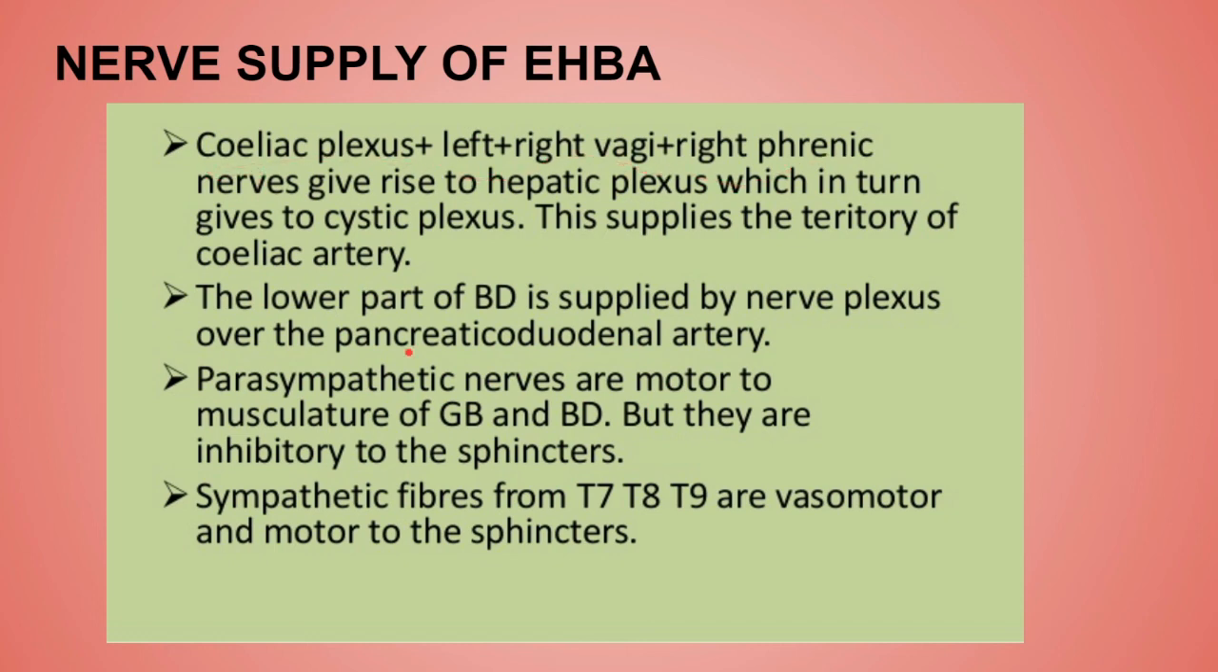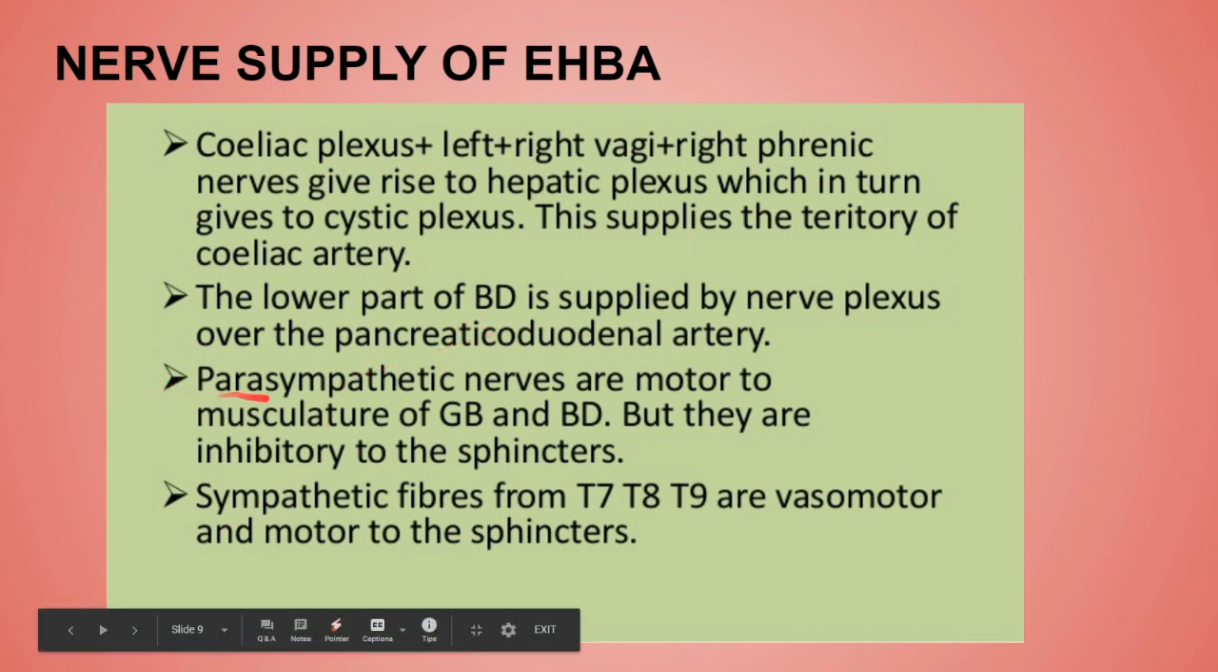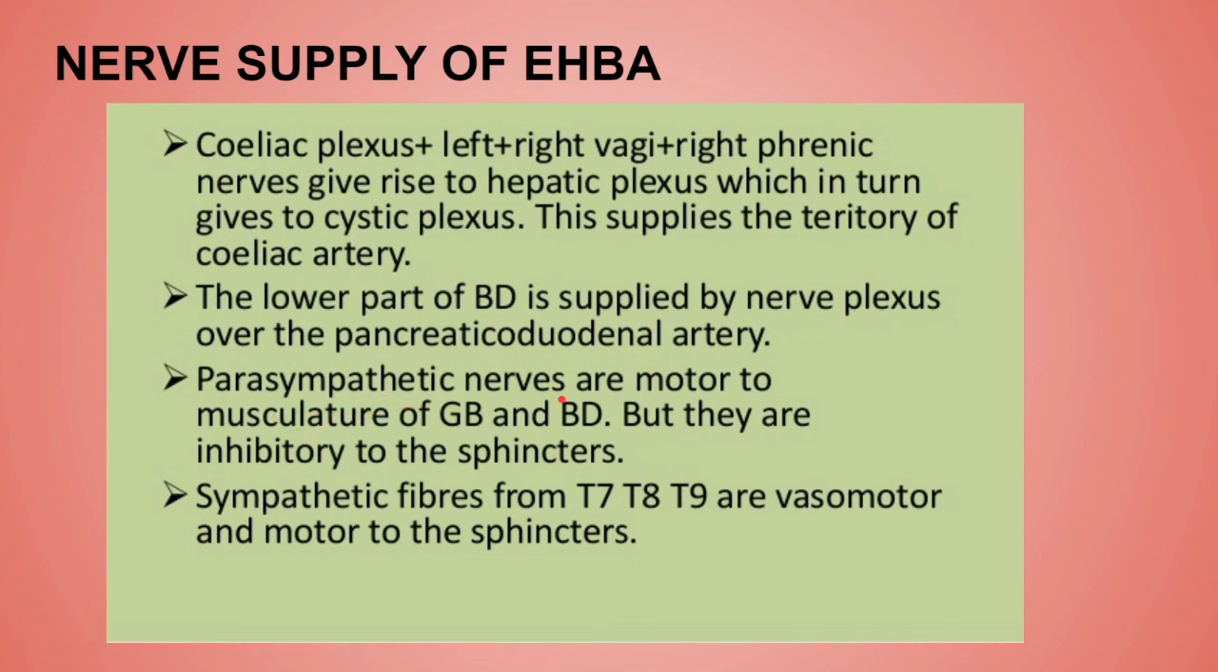And also remember, the nerve plexus around the pancreatico-duodenal artery is basically supplying the lower part of the bile duct. Okay. Now the two very important things, that is the sympathetic and the parasympathetic nerve supply. Now for the parasympathetic, remember that the parasympathetic nerves are basically motor and vasomotor to the musculature of the gallbladder and the bile duct. Okay. While the parasympathetic nerve fibers for the sphincter, they are inhibitory.